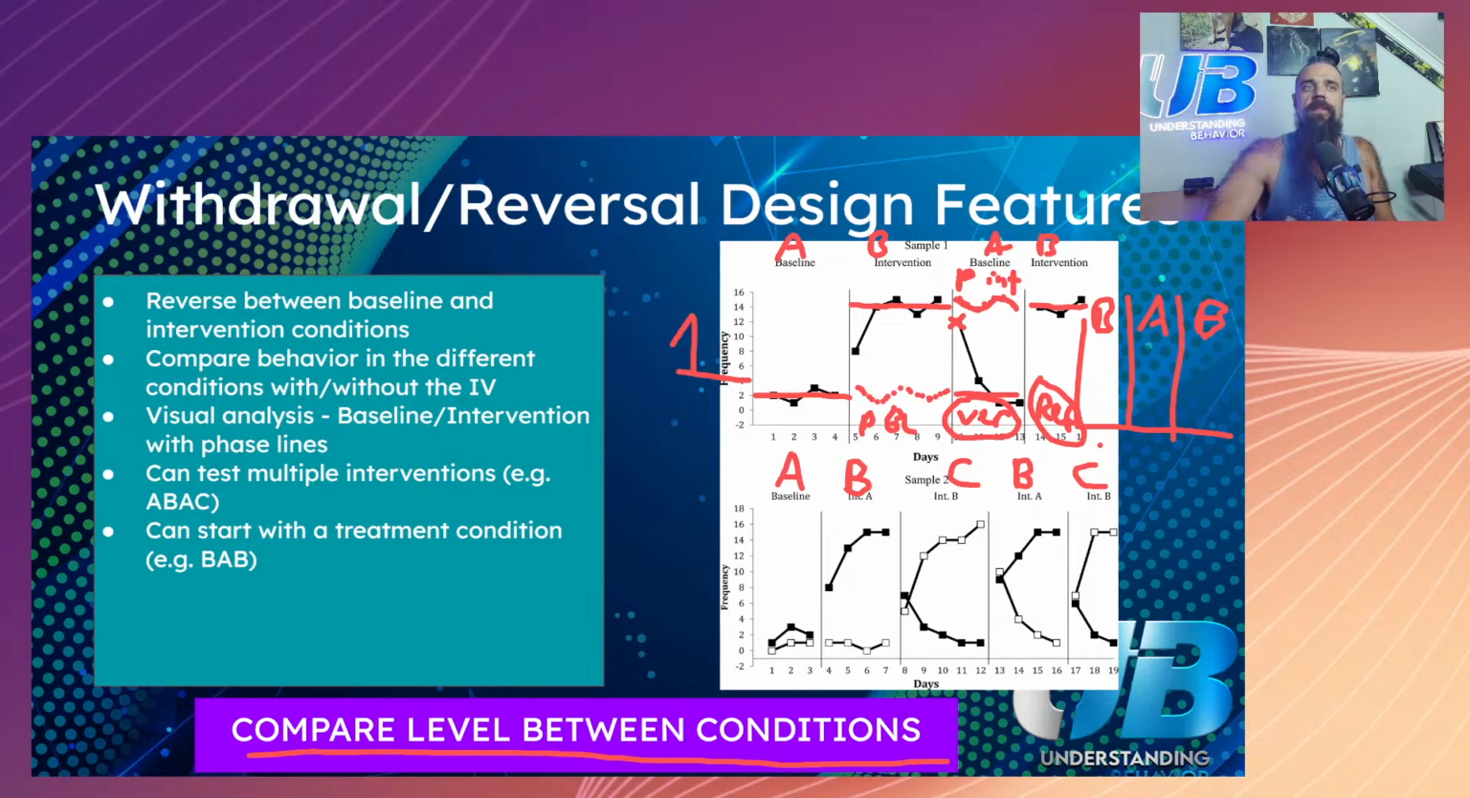So now I'm going to ask one more question. Which phase here is it, first A, first B, second A, or second B? Which phase tells us that we have experimental control? What do you guys think? So again, the question is, which phase here is it, first baseline, first intervention, second baseline, or second intervention? Which phase tells us that we have experimental control?